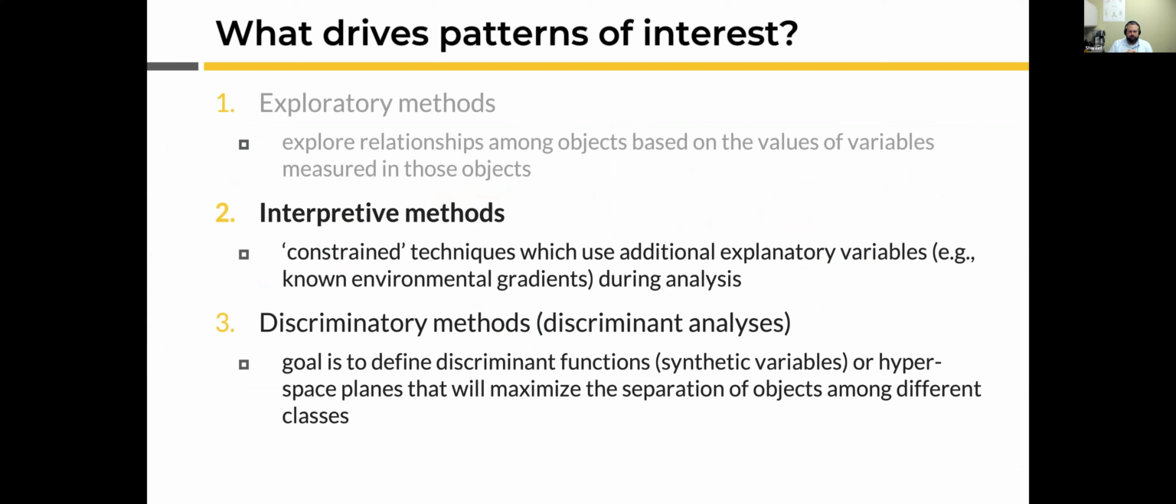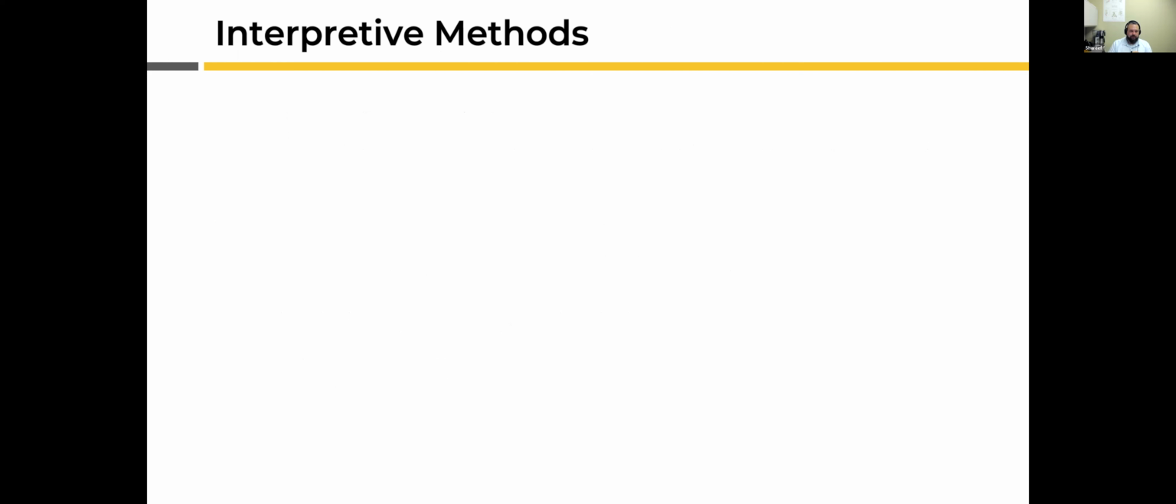Okay, so that's an overview of the exploratory methods. The second thing we're going to look at are the interpretive methods. These are constrained techniques that use some additional explanatory variable during analysis.